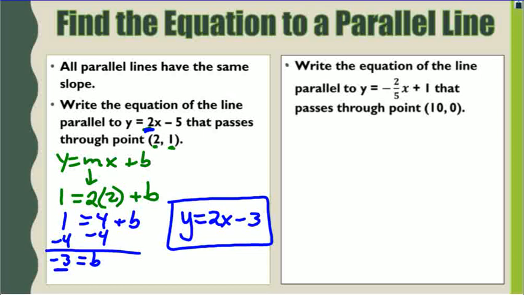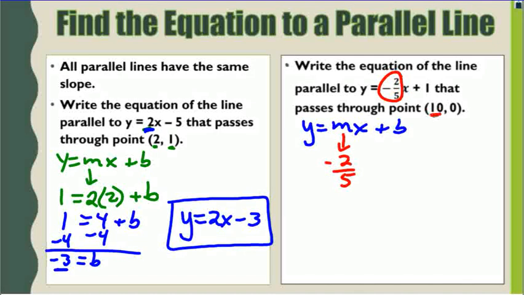Next one, write the equation of the line parallel to y equals negative 2/5 x plus 1 and passes through the point 10, 0. So again, I have to have my answer in y equals mx plus b format. My slope has to be the same, so I have to put a negative 2/5. My x coordinate is 10. My y coordinate is 0. And we need to solve for b.